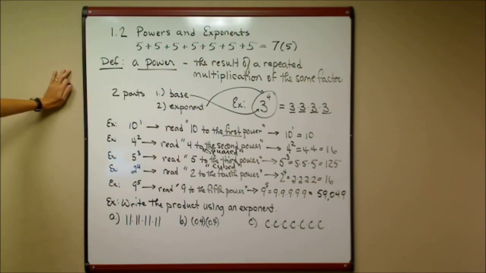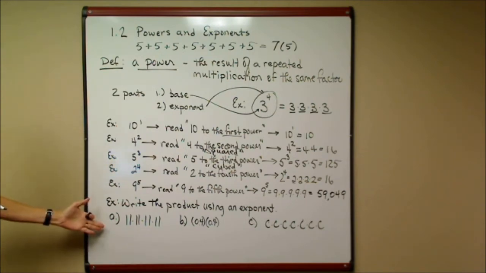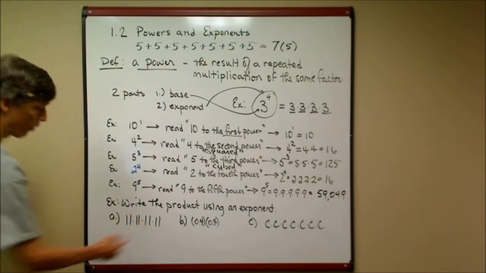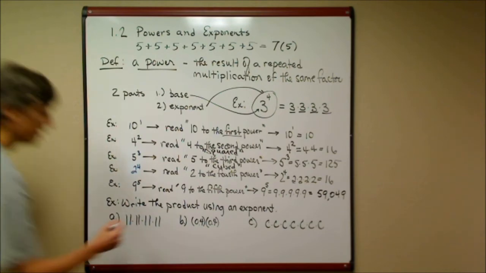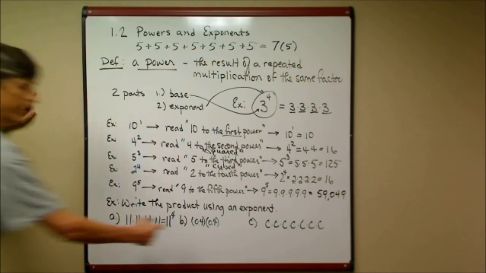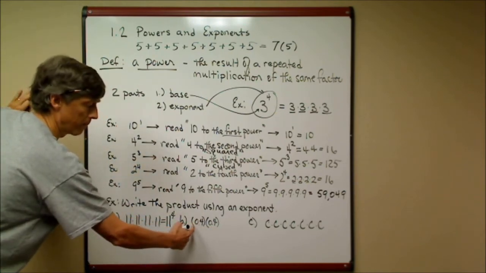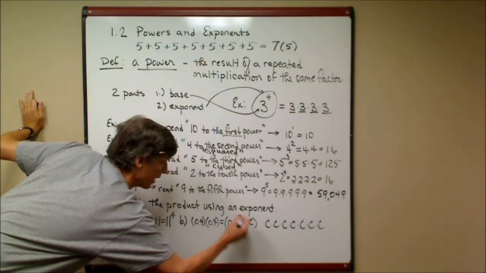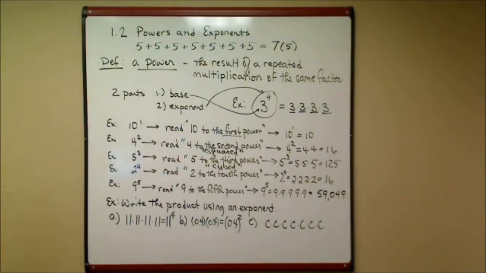59,049. Now let's reverse this. Let's take these expressions that are written as repeated multiplications, and let's write them with an exponent. So I have 1, 2, 3, 4 factors of 11, so I'm going to write that as 11 raised to the 4th power. I have 2 factors of 0.4, so I'm going to write that as 0.4 raised to the 2nd power, or 0.4 squared.